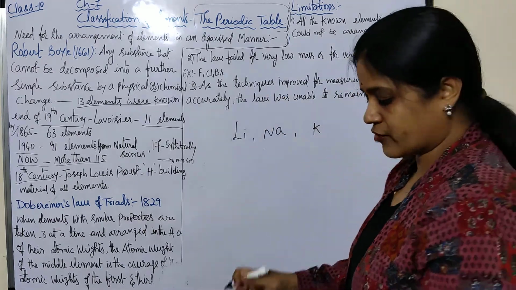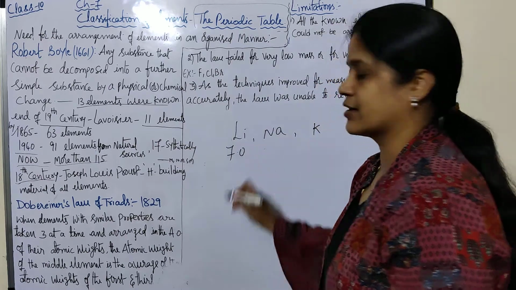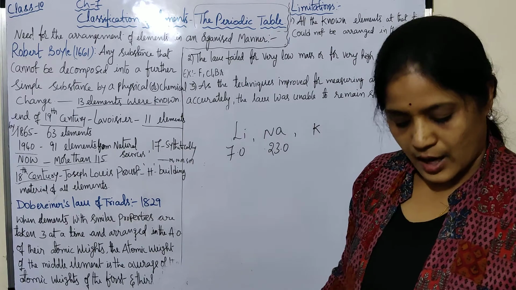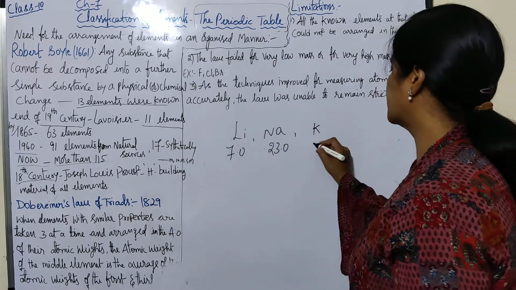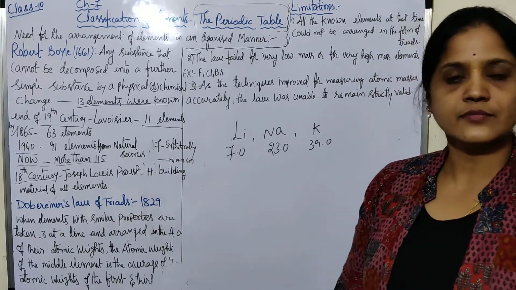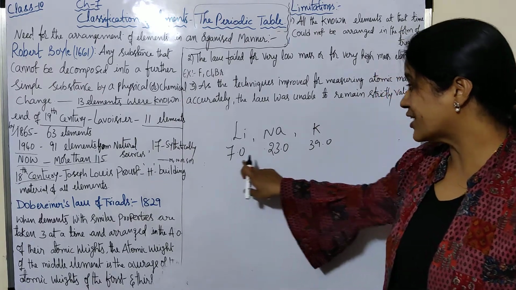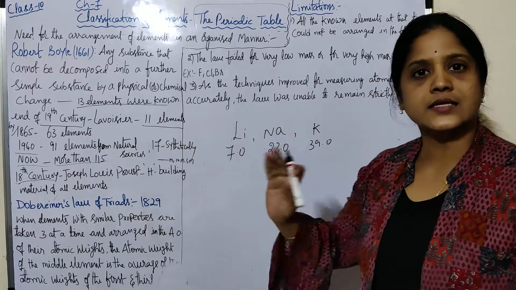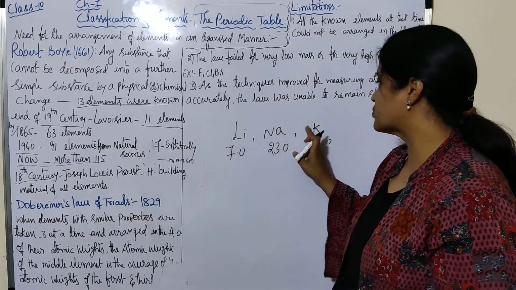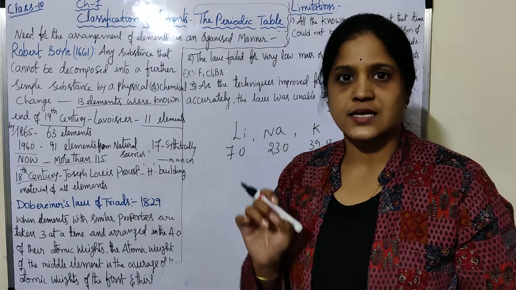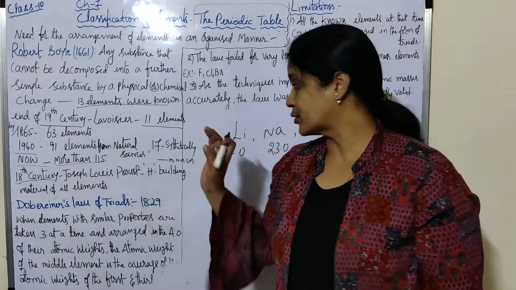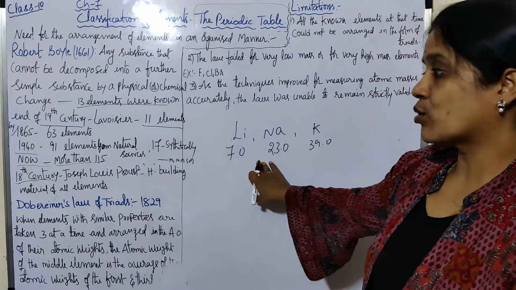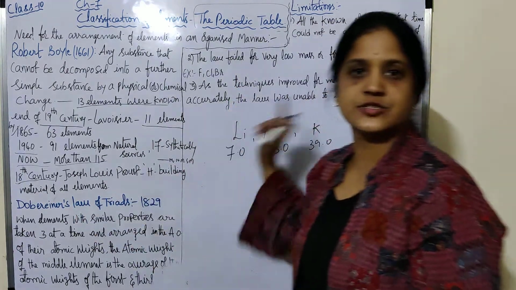So what is the atomic weight of lithium? 7. And the atomic weight of sodium? 23. And the atomic weight of potassium? 39. So like that, according to the increasing order of their atomic weights, he arranged them as a group. A group of 3 elements is known as a triad. These are known as Dobereiner's triads.